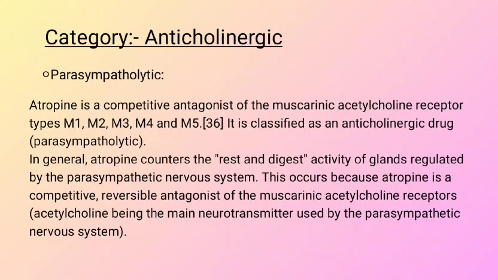Category. The category of atropine is anticholinergic, that is parasympatholytic. Atropine is a competitive antagonist of the muscarinic acetylcholine receptor such as type M1, M2, M3, M4 and M5. It is classified as an anticholinergic drug. In general, atropine counters the rest and digest activity of glands regulated by the parasympathetic nervous system. This occurs because atropine is a competitive reversible antagonist of the muscarinic acetylcholine receptors, whereas acetylcholine is the main neurotransmitter used by the parasympathetic nervous system.